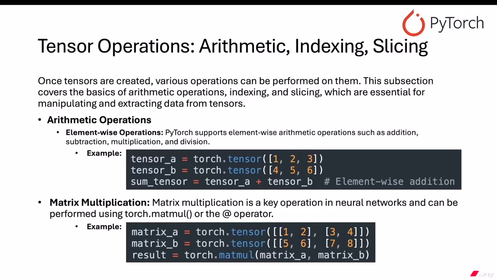Matrix multiplication. Matrix multiplication is a key operation in neural networks and can be performed using torch.matmul or the @ operator. Here is an example. Matrix A equal to torch.tensor 1, 2 and 3, 4. Matrix B equal to torch.tensor 5, 6 and 7, 8. Result equal to torch.matmul matrix_A comma matrix_B.